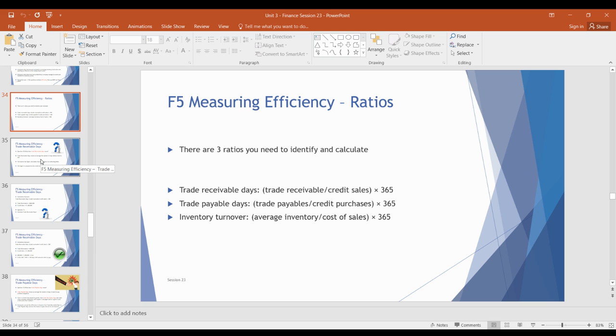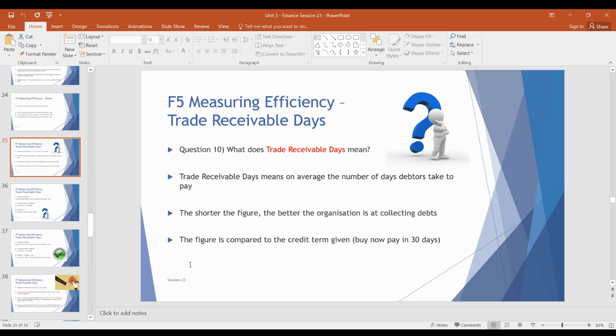So firstly, we're going to start with trade receivables. Trade receivable days means, on average, the number of days debtors take to pay.